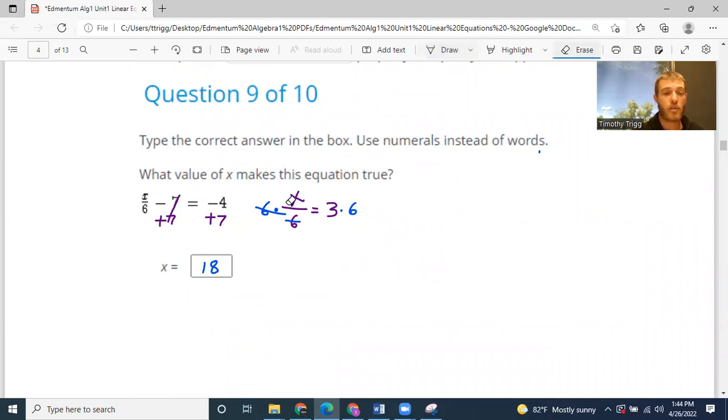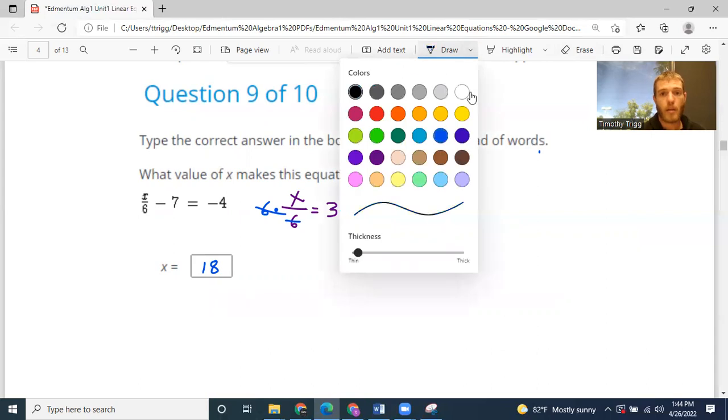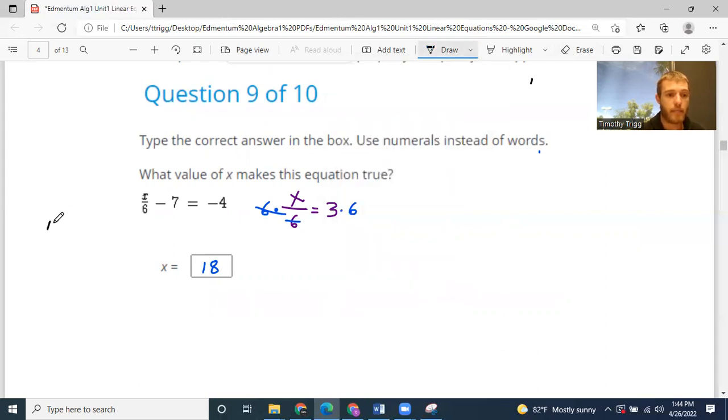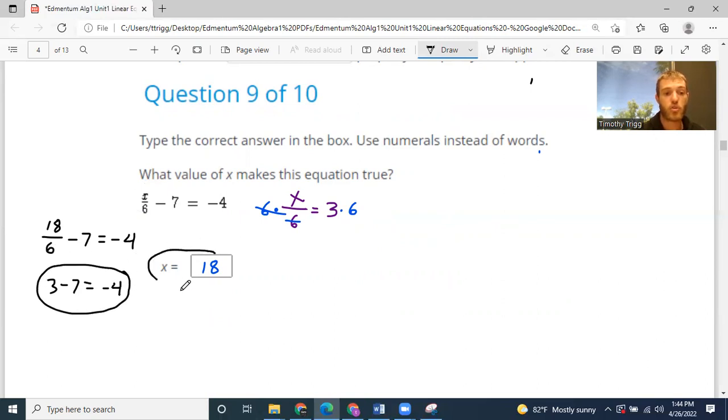And you could always check your answer. If you go back to the original equation, you could always check your answer, because check this out. If X is 18, then I could do 18 divided by 6. Again, I'm just replacing x with its value. So 18 divided by 6 minus 7, and that should give you negative 4. And indeed it does, right? 18 divided by 6 is 3. 3 minus 7 is negative 4. So you know that it's true because when we plug it in, it works out. Okay.